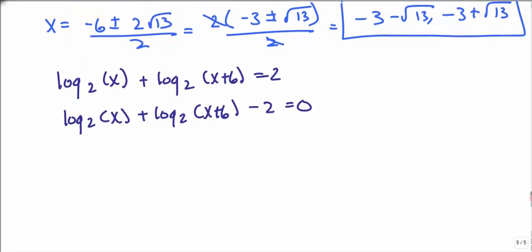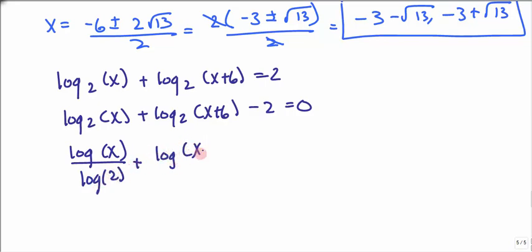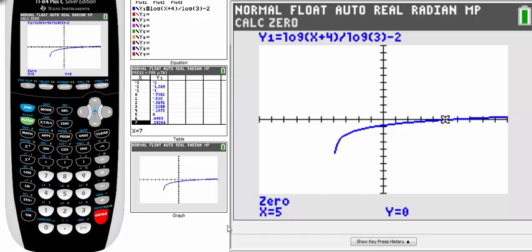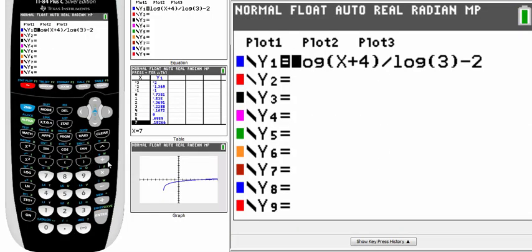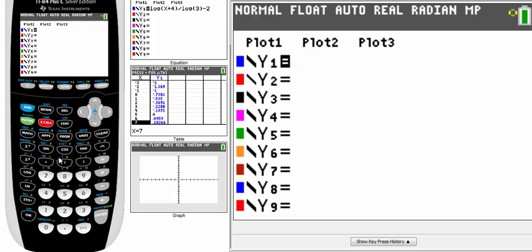And then I could graph log of x over log of 2. Now if you have the log base key, you don't need to use these log conversions. Log of x plus 6 over log of 2 minus 2 equals 0. So this is what I want to go through and graph. Log of x over log of 2. So I hit y equal. So I have the log of x divided by the log of 2.